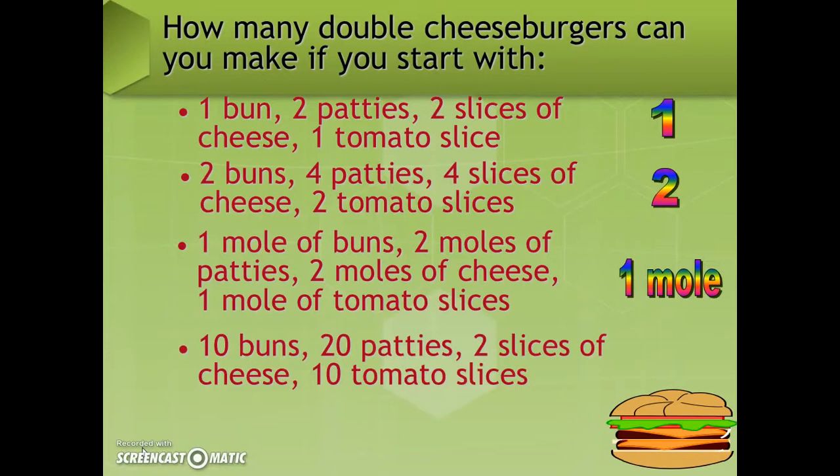But here's where things get interesting. What if we have 10 buns, 20 patties, 10 tomato slices, in other words, enough of each of those to make 10 burgers, but we only have 2 slices of cheese? Well, in that case, we can only make 1 burger even though we've got lots of the rest of the ingredients.